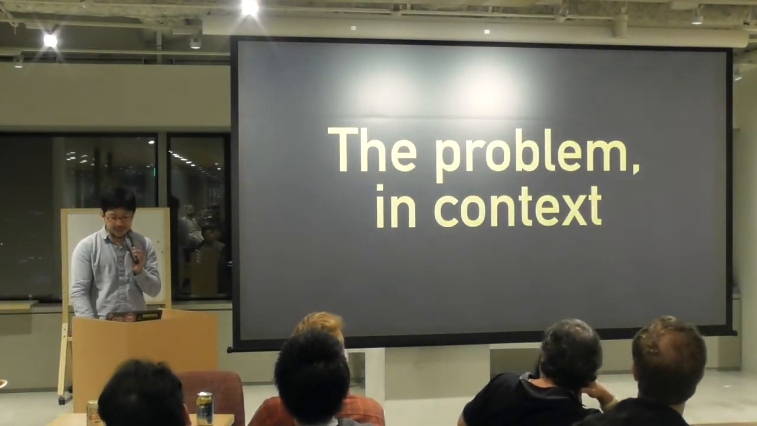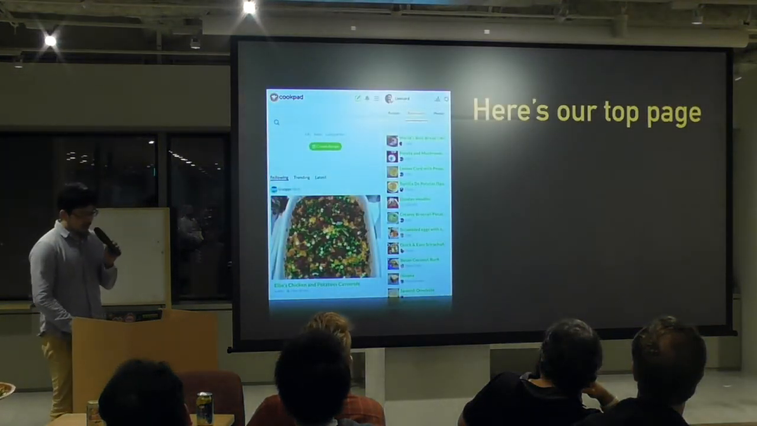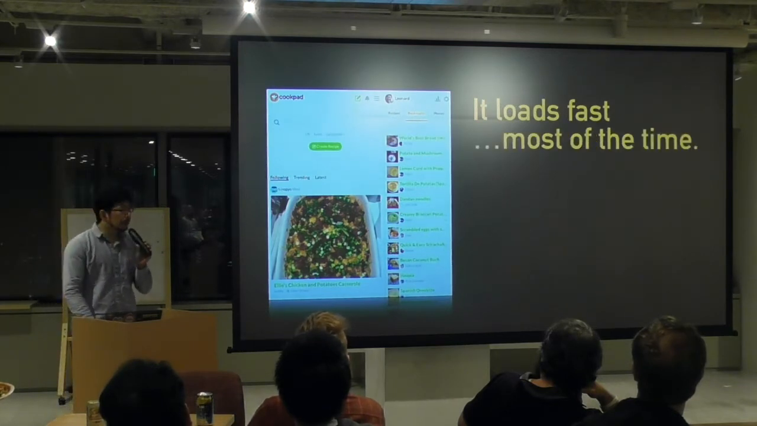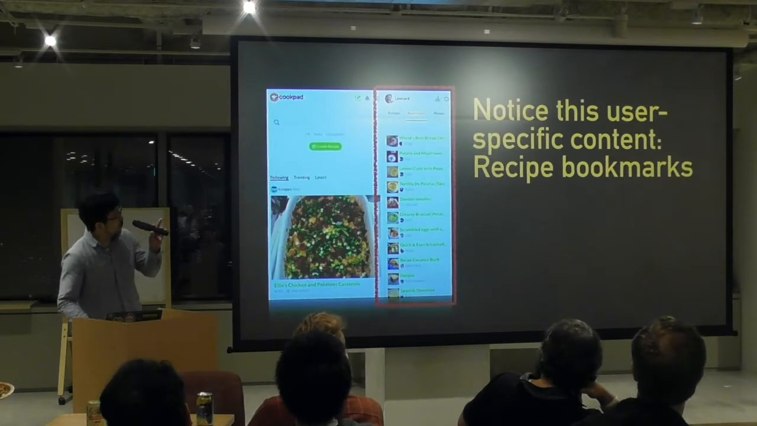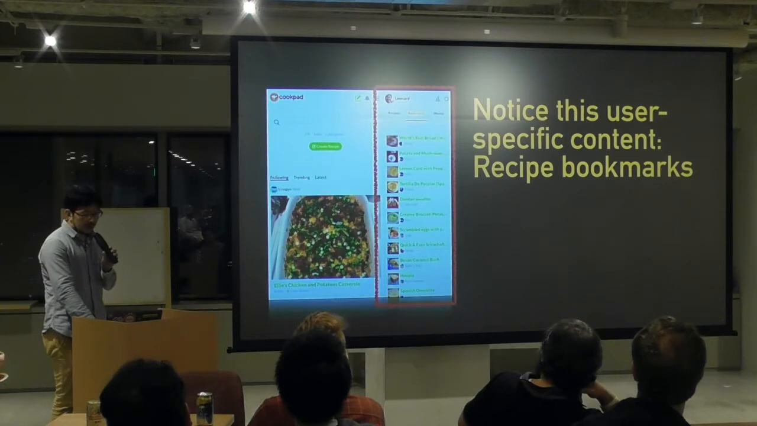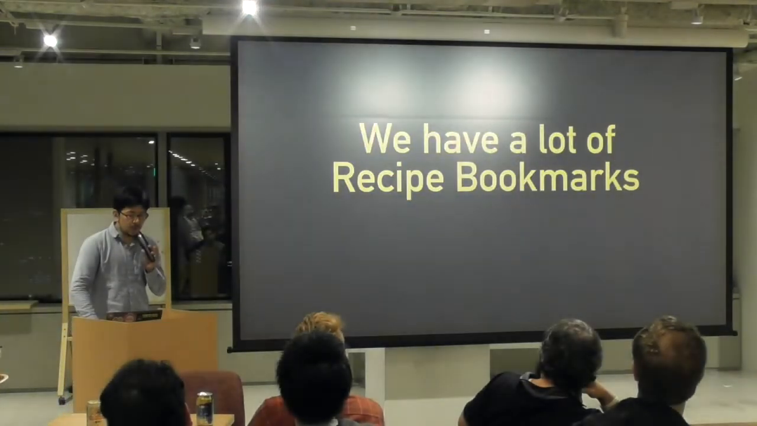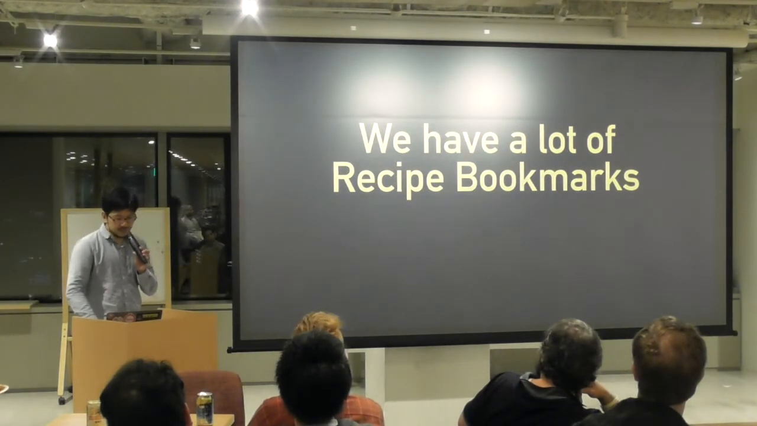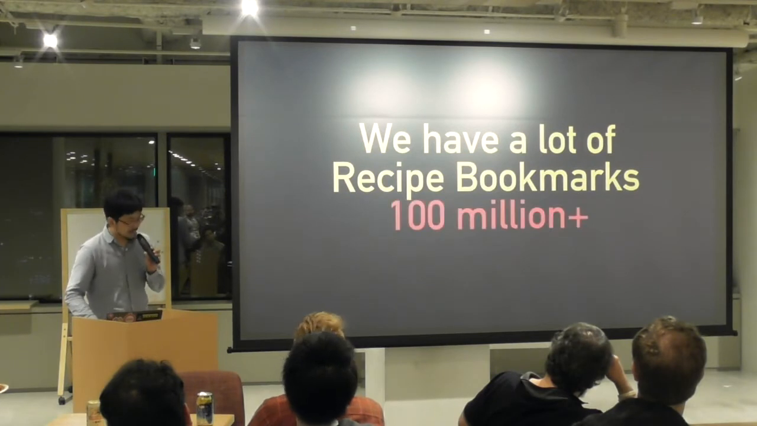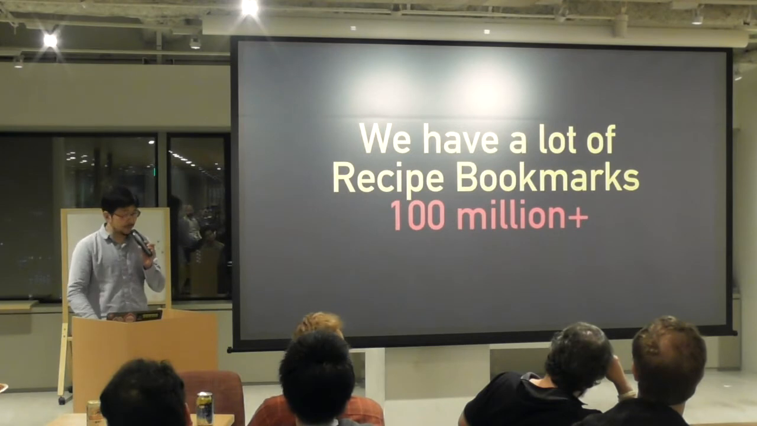This slow query comes from somewhere. It comes from our top page. This top page normally loads fast, but on the right-hand side, if you look closely, there's some user-specific content. These are the recipe bookmarks. As a site with a lot of users, we have quite a lot of recipe bookmarks. I did a query a couple of months ago, and there were about 100 million plus, so that's a decent size. It's not immense, but it's pretty big for something user-facing.